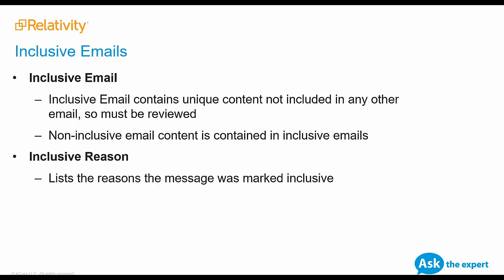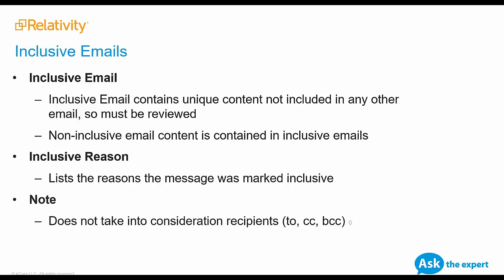There's going to be an inclusive reason as to why the system marked an item inclusive. And one thing to note is that when the system is flagging emails as inclusive, it's not taking into account the recipient's fields: the To, the CC, the BCC. It's looking at who the sender is, the date, the subject, and then the content: the author, the body, and any attachments on the email.